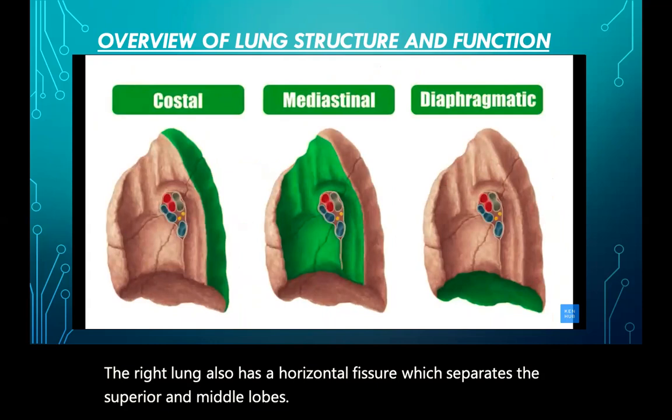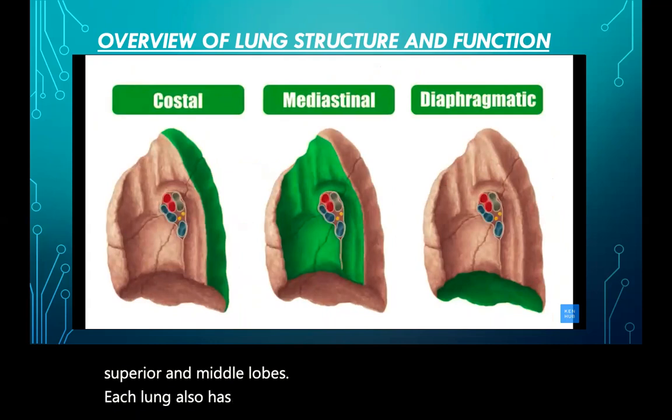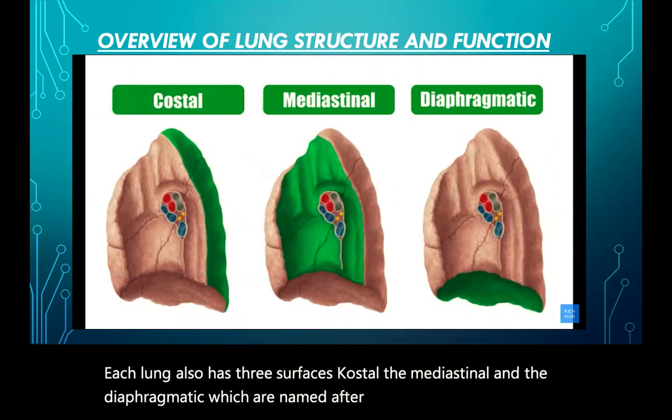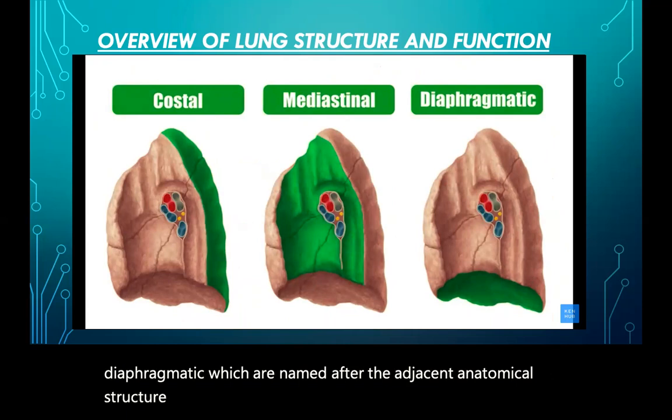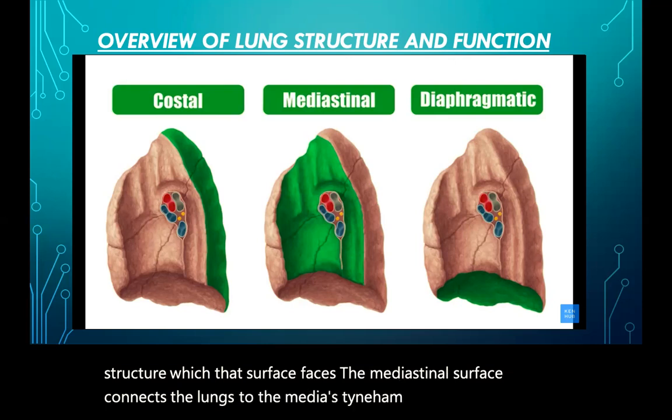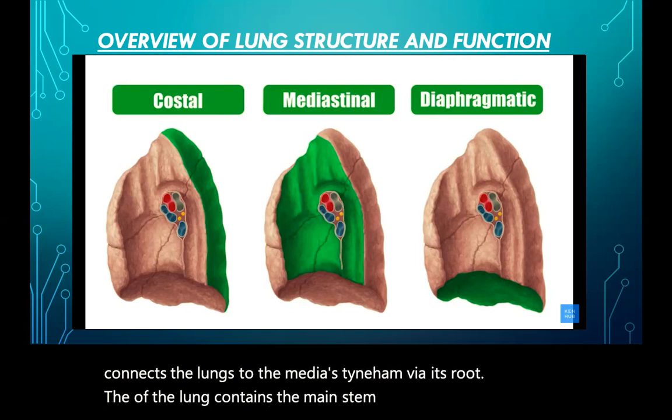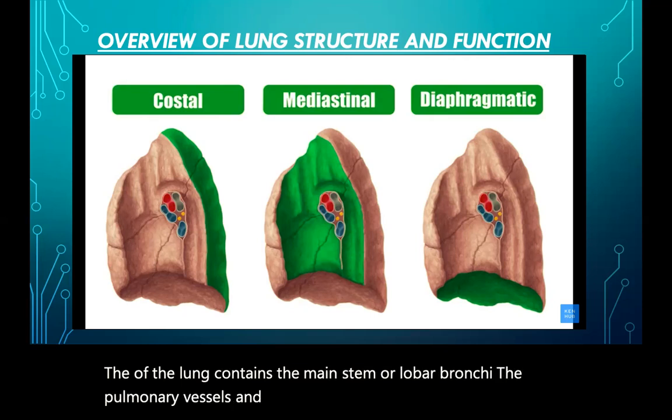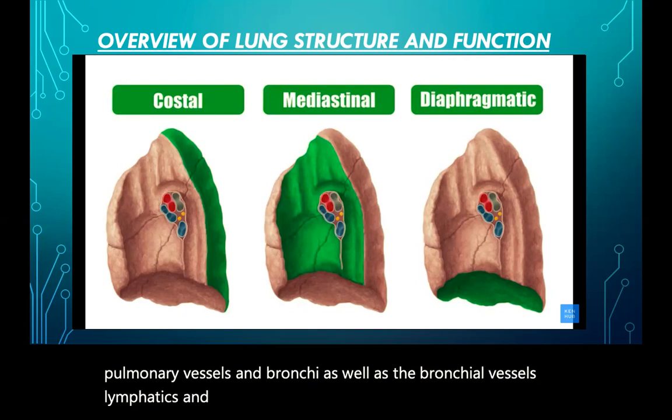Each lung also has 3 surfaces: the costal, the mediastinal, and the diaphragmatic, which are named after the adjacent anatomical structure which that surface faces. The mediastinal surface connects the lungs to the mediastinum via its root. The root of the lung contains the mainstem or lobar bronchi, the pulmonary vessels and bronchi, as well as the bronchial vessels, lymphatics, and autonomic nerves.